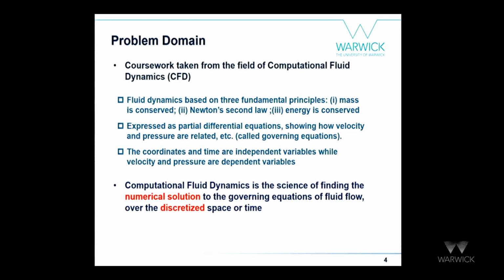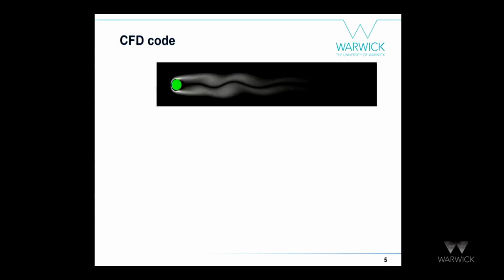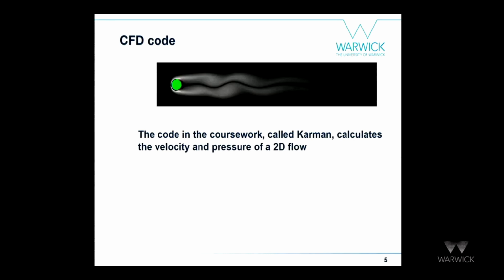Similar for the time, because there is an unlimited number of time points in the time duration. So we are going to discretize the time as well. We only calculate the solution at a set of discrete time points. So that's the idea. Now, the code in the coursework is called common. It calculates the velocity and the pressure of a 2D flow. So our code is simpler than the partial differential equations I just showed you, which actually try to model the 3D fluid flow.